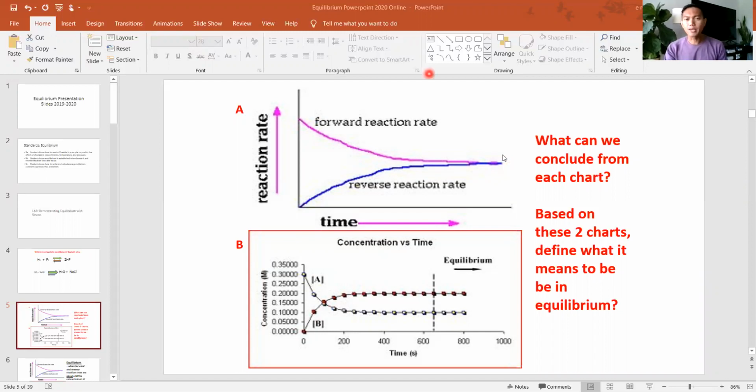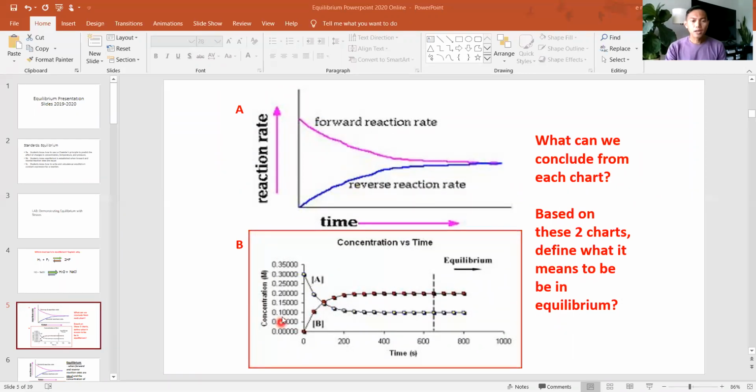Now, looking at this graph, one thing we can infer is that whenever we're in equilibrium, it must be when the forward and the reverse reaction, how fast both of those are happening, are equal to each other. The rates of reaction are equal to each other. I'll expand on that further in the next slide, but we're using this graph to help us understand the definition of what it means to be in equilibrium.